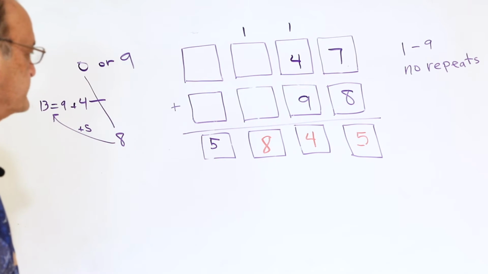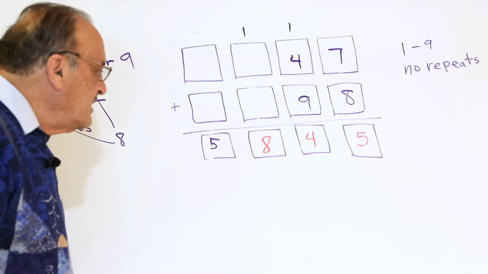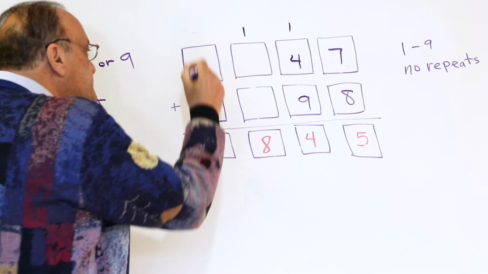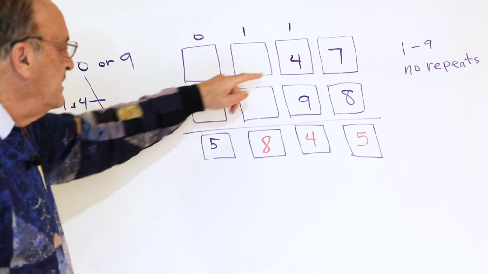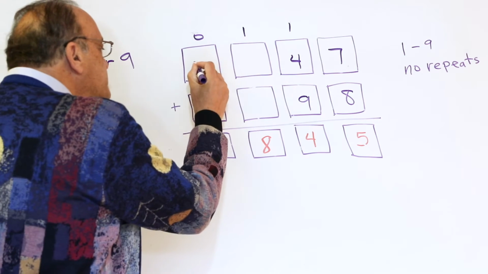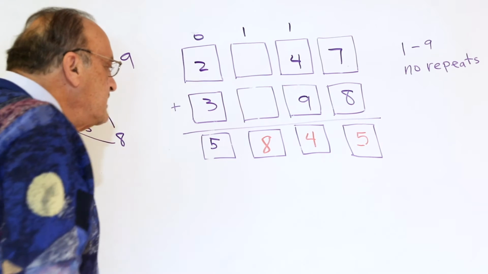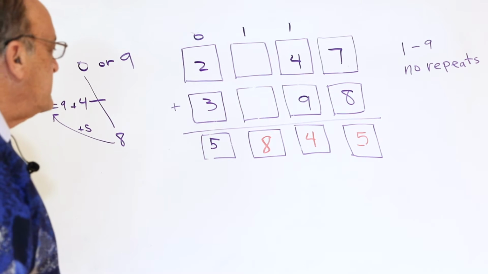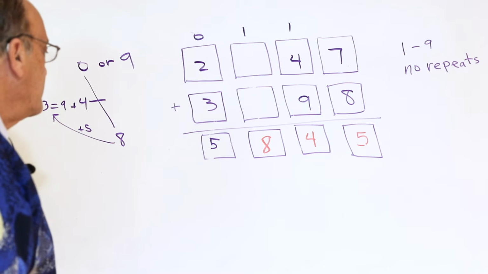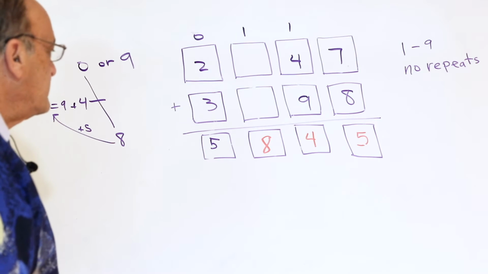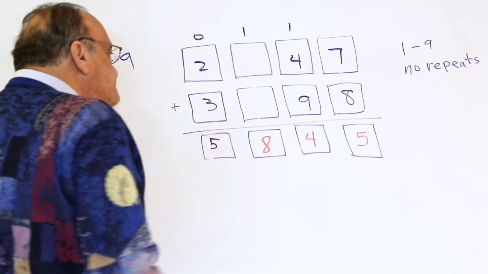And this is going to be just regular 8. I carry 0. So this has to be 2, 3, or 1, 4. But I've used the 4. This has to be 2, 3. And the remaining numbers are 6 and 1.